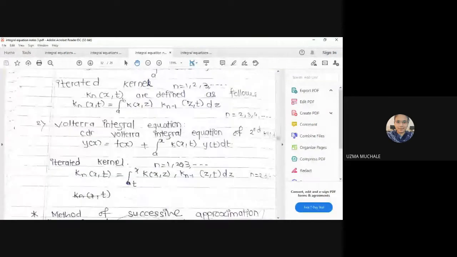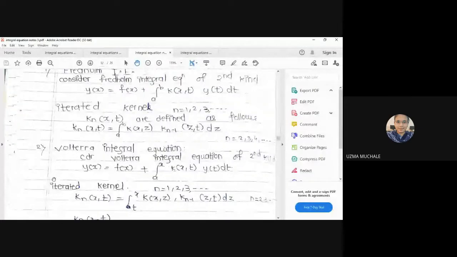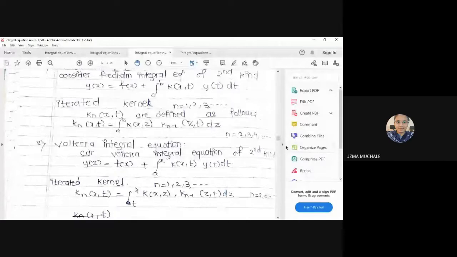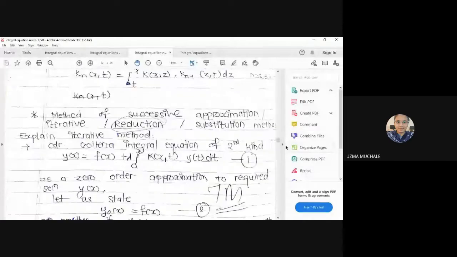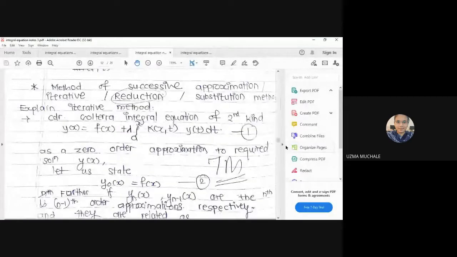Note down, everyone note down this. For Fredholm and for Volterra, there are two types of kernel. Here it is a to b, the limit is given, and here t to x is. Those who have a doubt, you can ask in between any time.